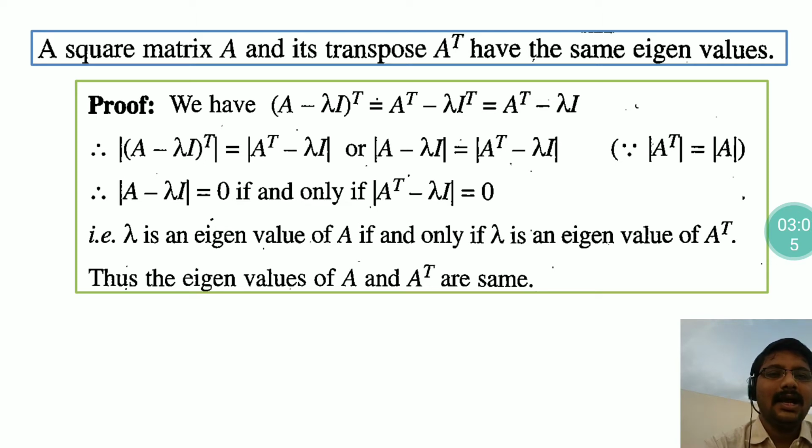Thus the eigenvalues of A and A transpose are the same. Here lambda is the common eigenvalue of A and A transpose. So any square matrix A and its transpose A transpose both have the same eigenvalues. So this is property 1.